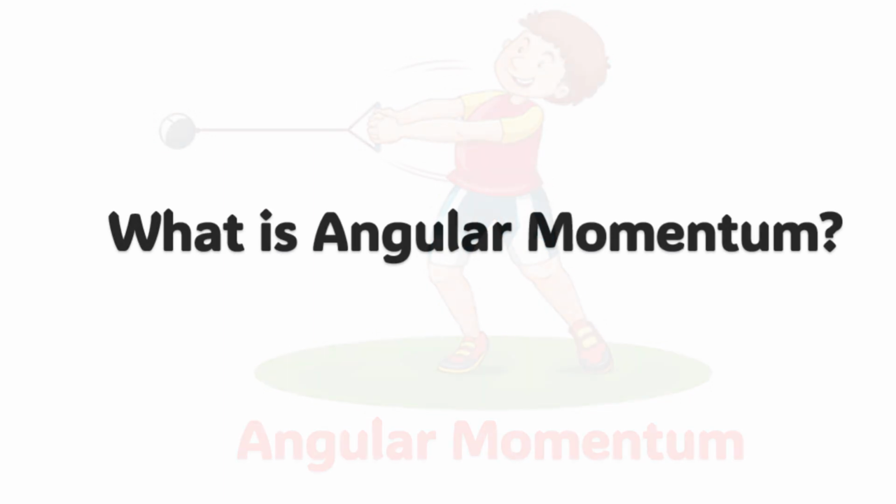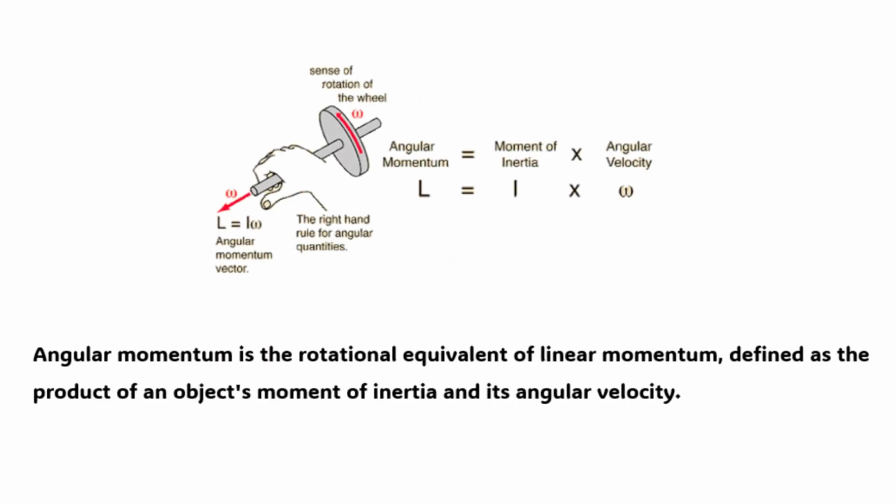What is angular momentum? Angular momentum is the rotational equivalent of linear momentum. It describes how much motion an object has while spinning.